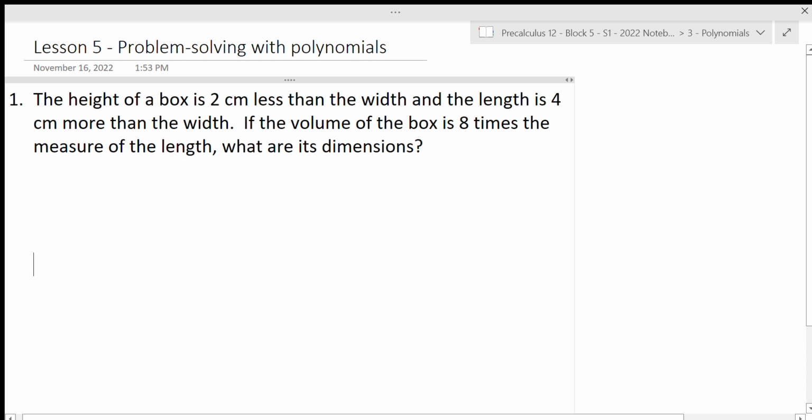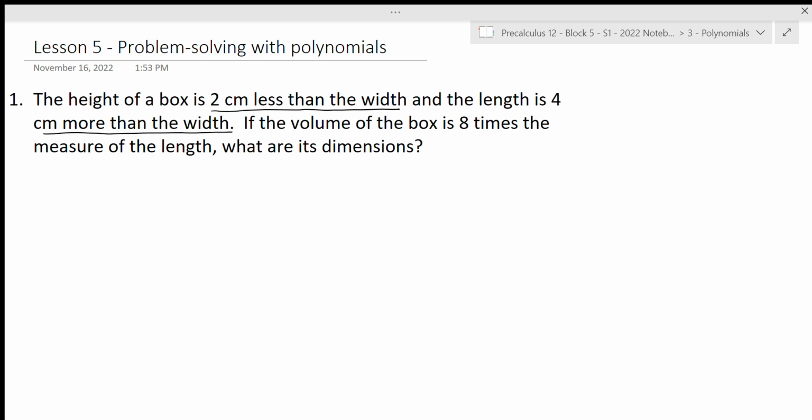Okay. So the height of a box is 2 centimeters less than the width, and the length is 4 centimeters more than the width. If the volume of the box is 8 times the measure of the length, what are its dimensions? Okay, so let's start by breaking it down.